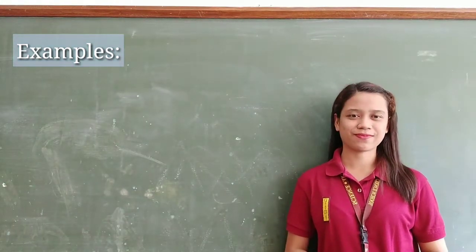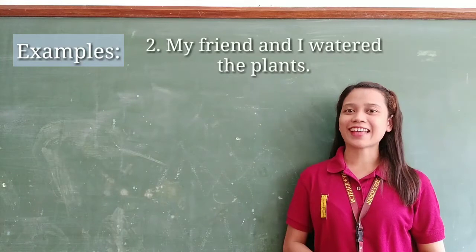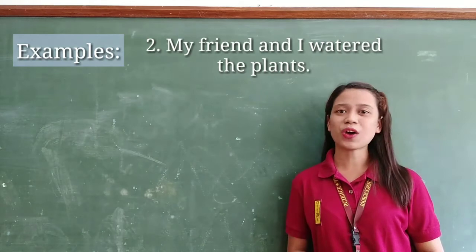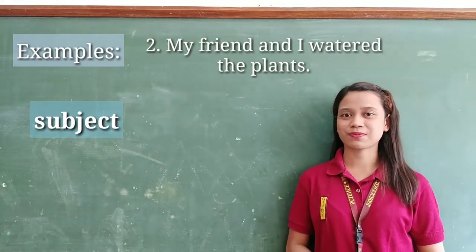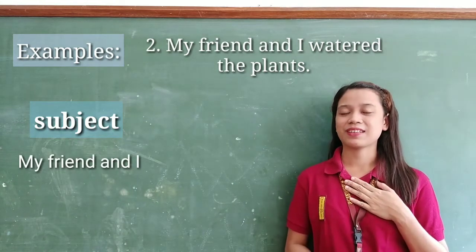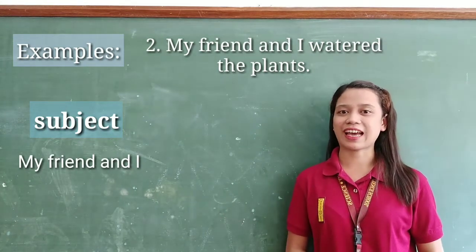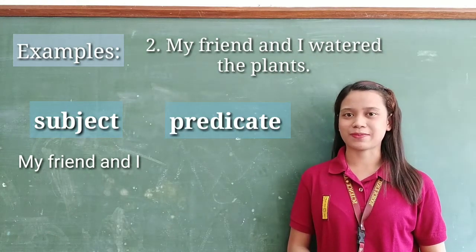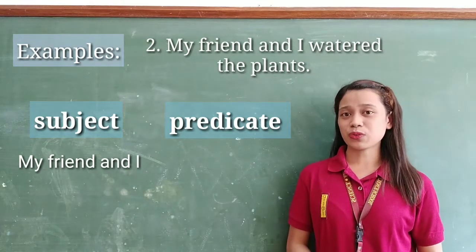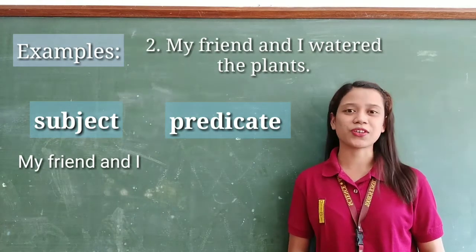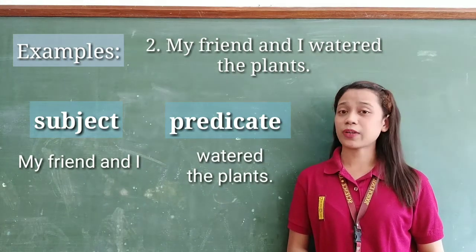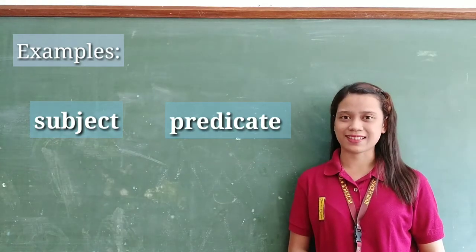Example number 2. My friend and I watered the plants. So, who are the subject in this sentence? Of course, it's my friend and I. The subject will be my friend and I. How about the predicate? The predicate, what did we do? Of course, we watered the plants. So the predicate will be watered the plants.